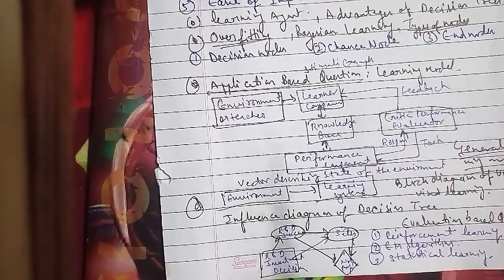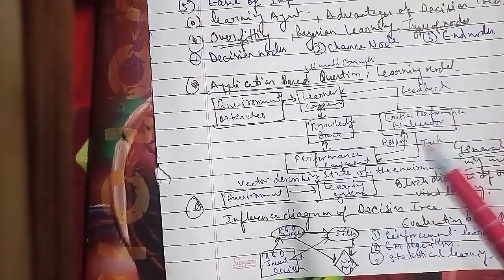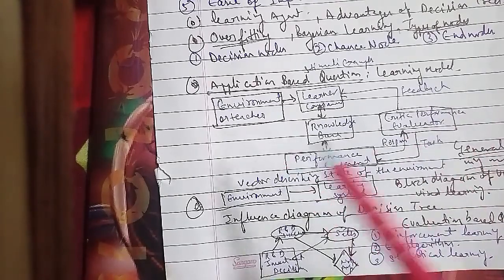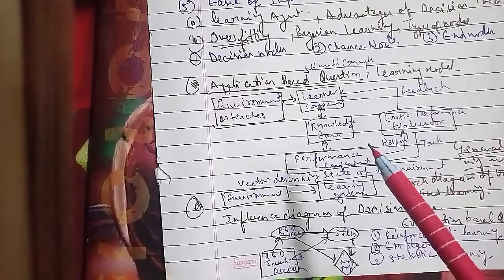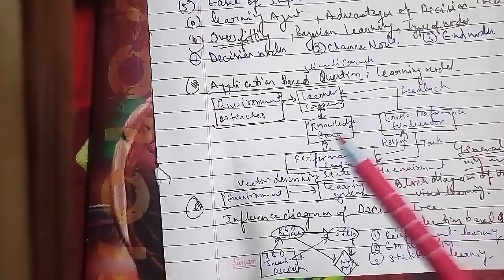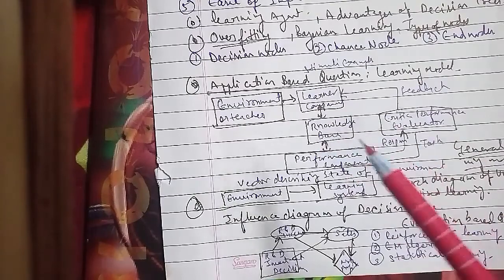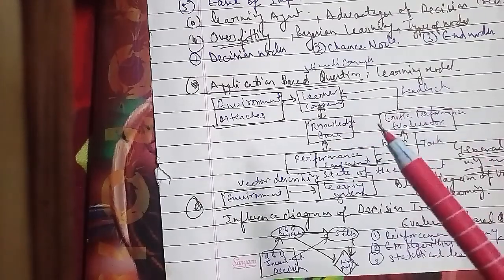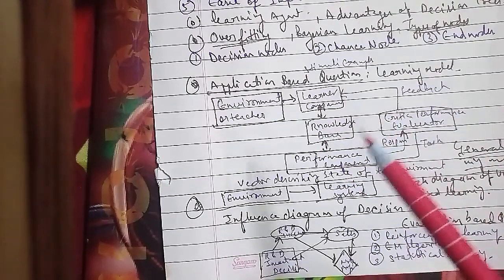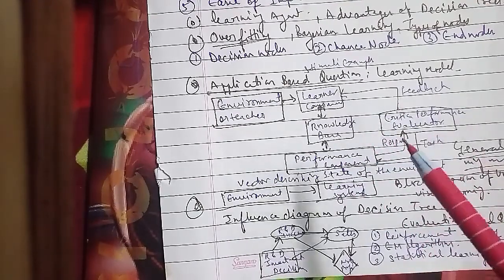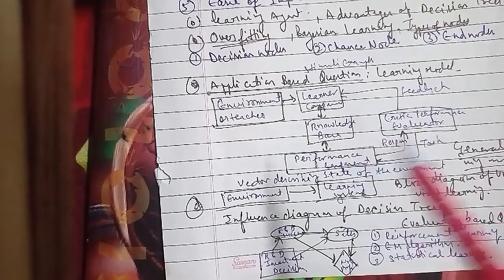Another question they can ask you is: list out the application areas of machine learning, which has been asked in 18, 19 for 2 marks. The application areas of machine learning are financial services, marketing and sales, government, healthcare, and of course transportation. There are 5 application areas of machine learning.